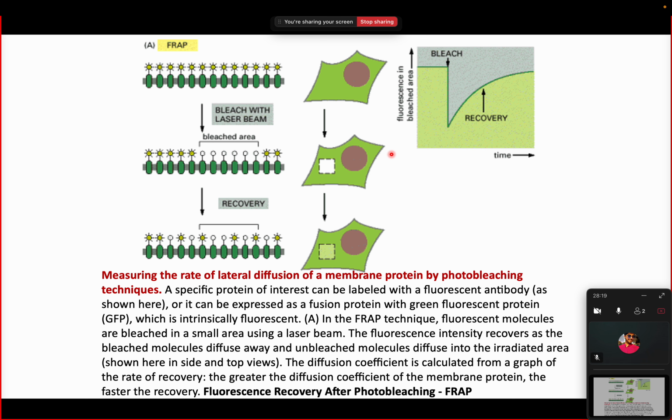Hence, when you observe them, there will be no light from this particular section. There will be a darkness, correct? But after some time, when you notice the same place, what will happen? They will regain their fluorescence.